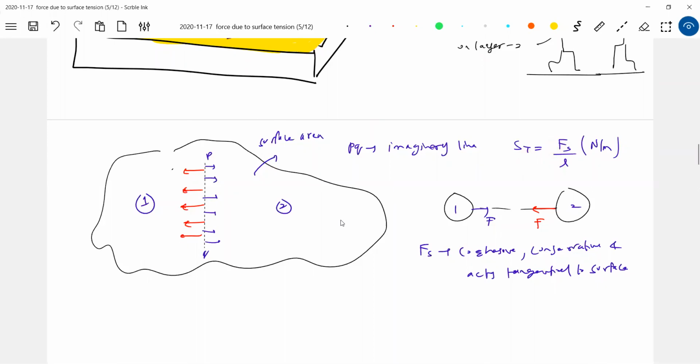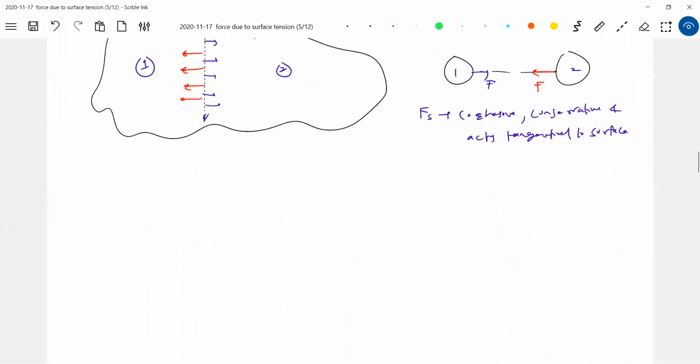But in books, they just say cohesive force per unit length. But what is the basic definition? Cohesive, conservative, tangential force acting per unit length. These are all the conditions for this particular thing, and it will act tangentially only. This cohesive force will act tangentially. Now the film is flat.